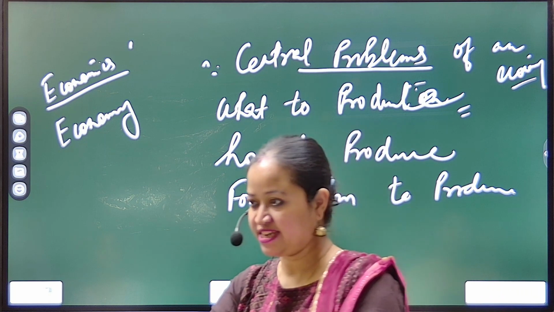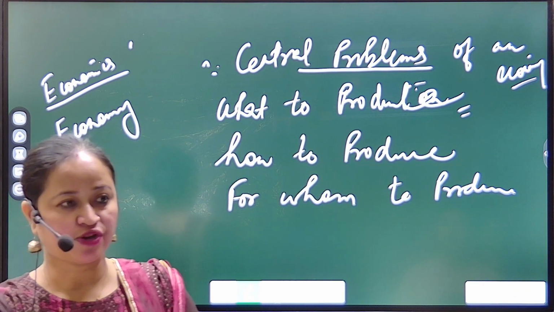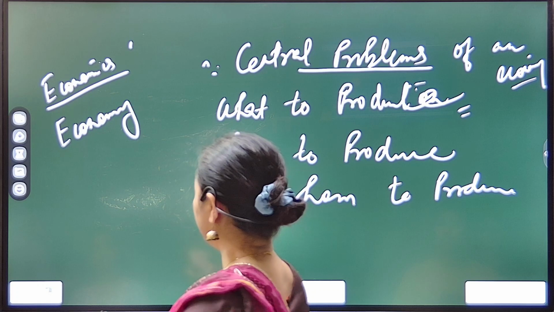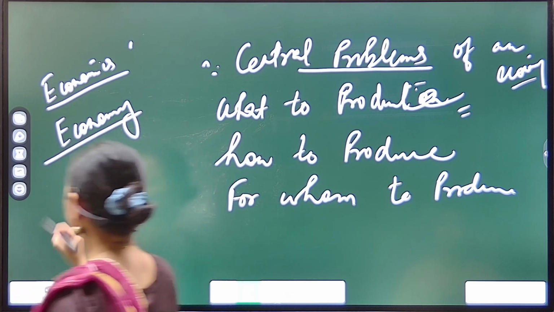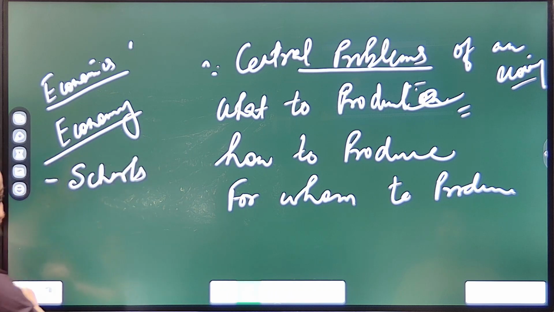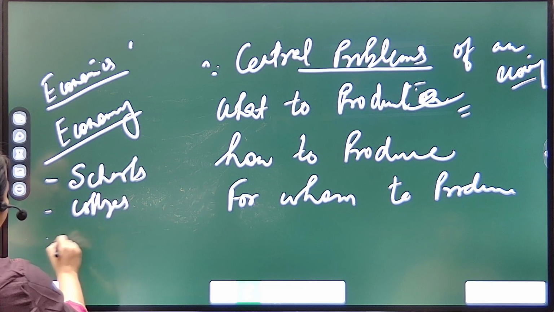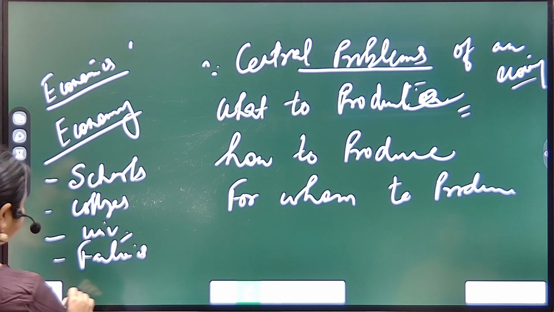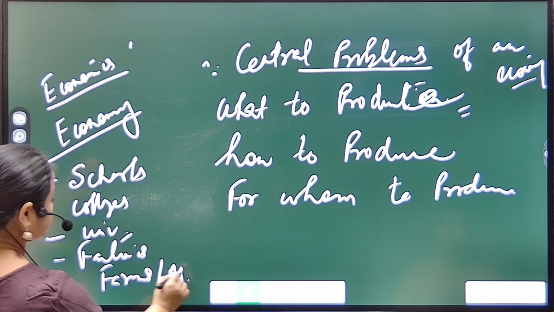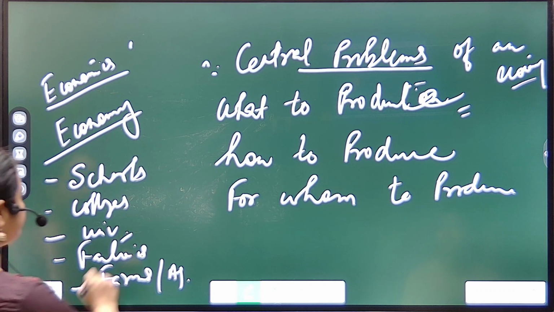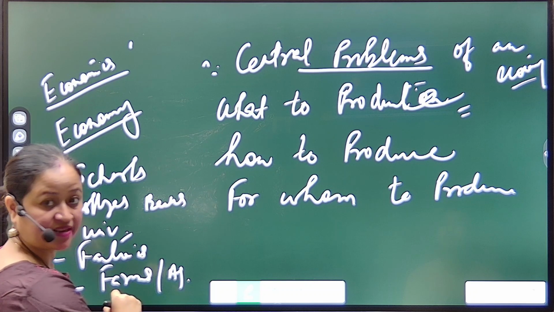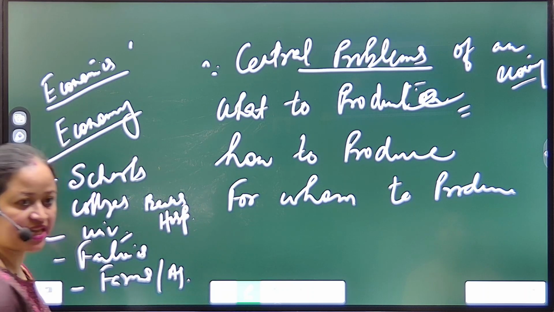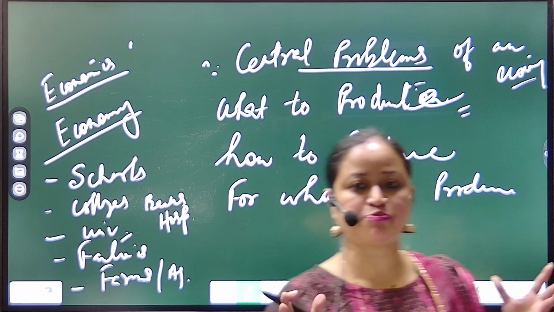We say Indian economy, right? We talk about the economy of the USA, the economy of China, right? So what is the Indian economy? Whenever we are talking about economy, see, in India we have schools, colleges, universities, various factories, various farms and agricultural units. Then we have banks, then we have hospitals. You can think about many units where people work.